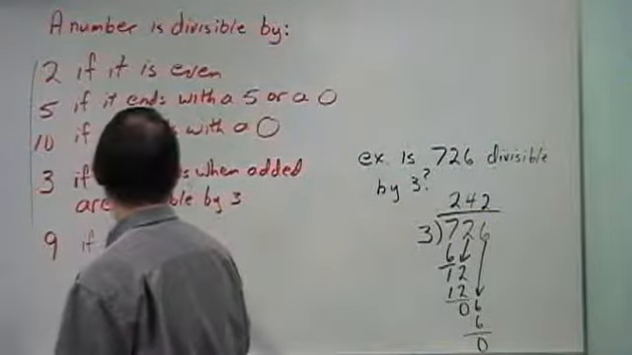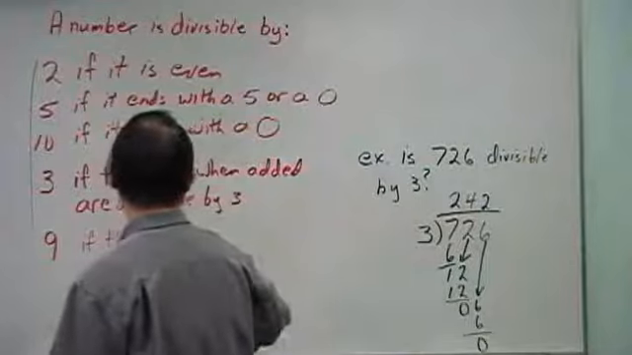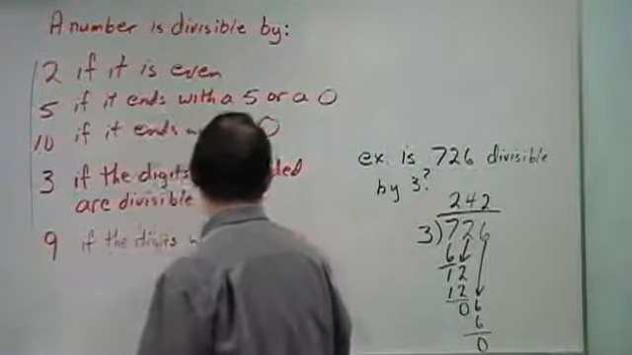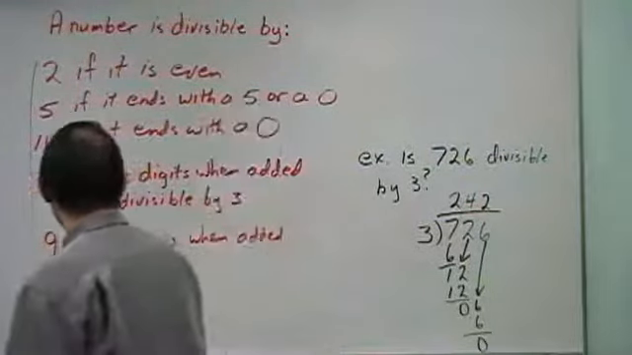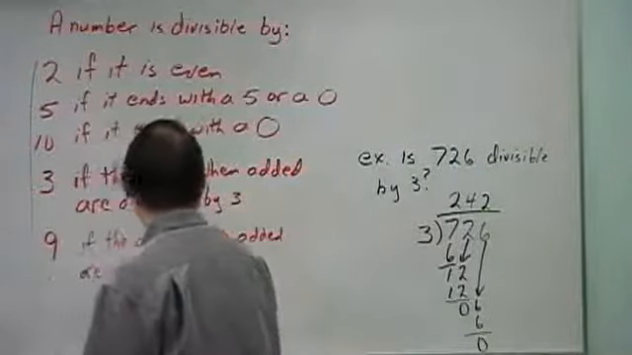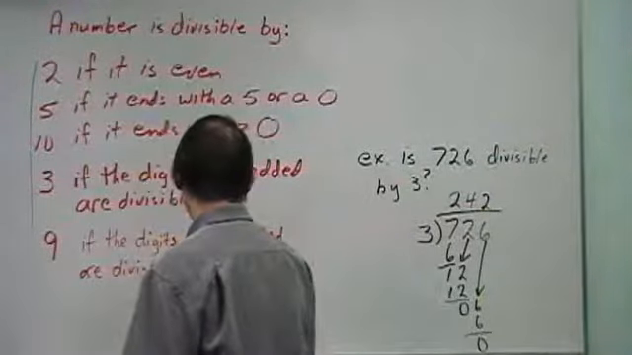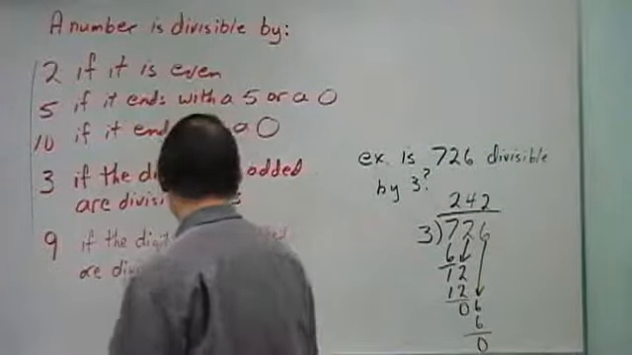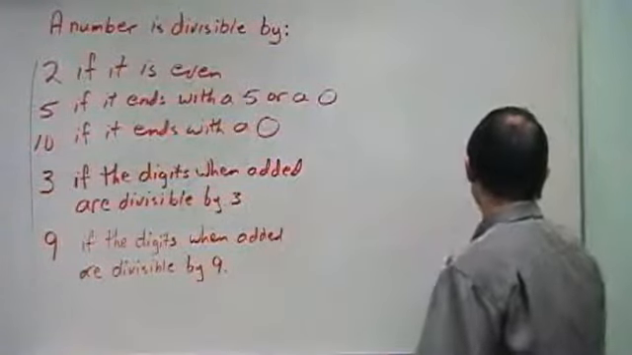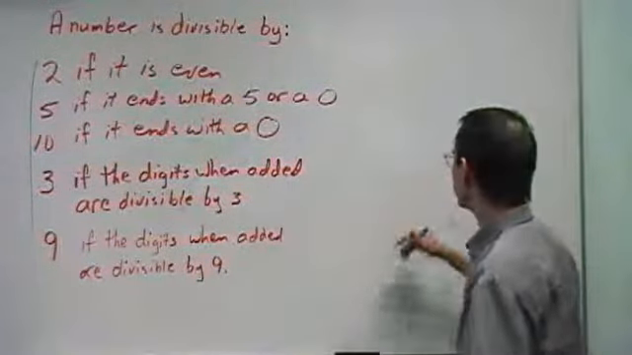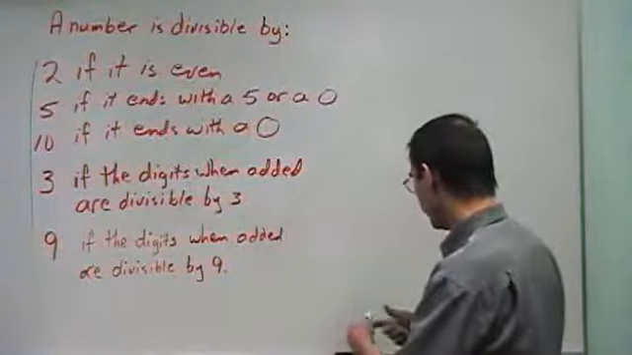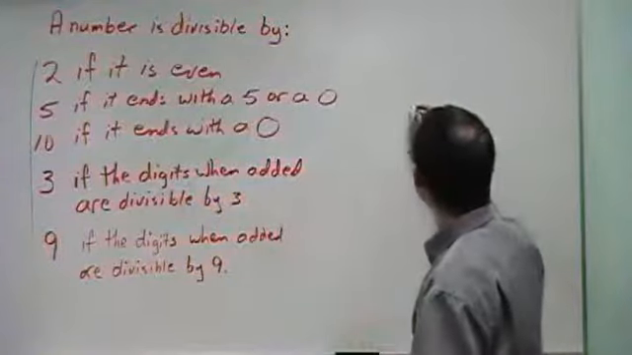If the digits, whoops, when added are divisible by 9. I'll give you an example over here. Fairly simple example is 117.